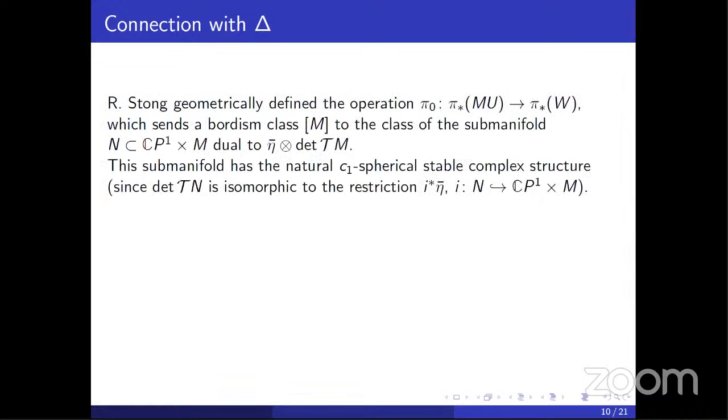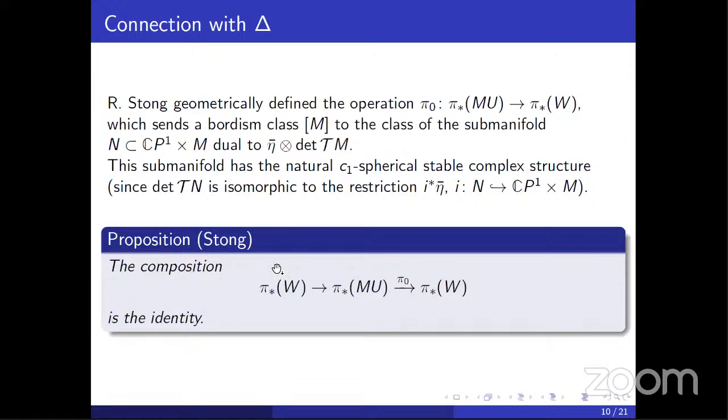Robert Stong geometrically defined the operation pi0 from the complex bordism groups to the C1 spherical bordism groups, which sends a bordism class M to the class of the submanifold N in the product of CP1 and M, dual to the tensor product of the canonical bundle over CP1 and the determinant of M. This submanifold has the natural C1 spherical stable complex structure because its determinant bundle is isomorphic to the restriction of the canonical bundle over CP1 to the submanifold N.